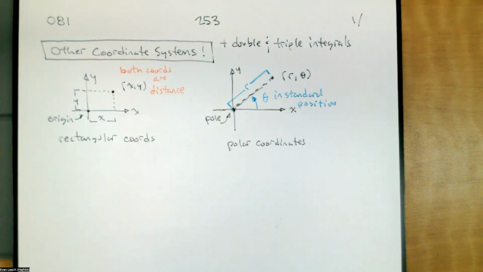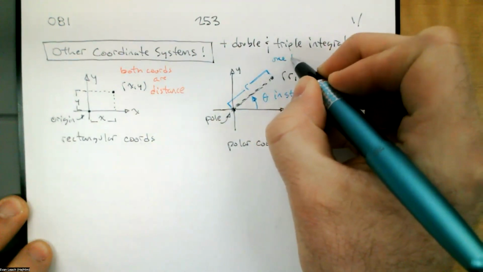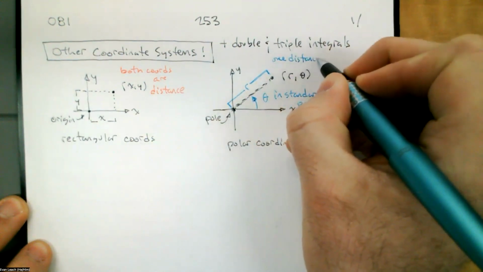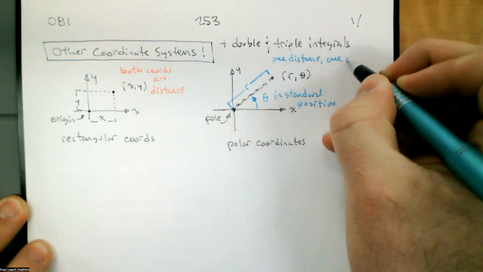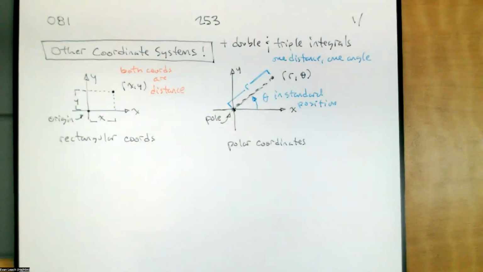What we want to notice in polar coordinates is that, once again, we're still using two pieces of information to describe all the points in two-dimensional space, but one of them is a distance, the other one is an angle. We're using a distance and an angle. One coordinate represents distance, one coordinate represents an angle.